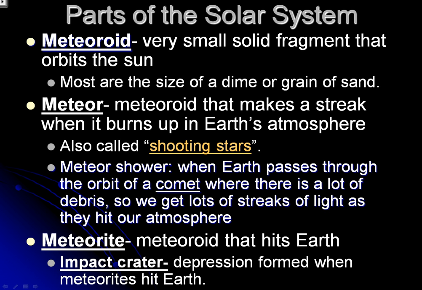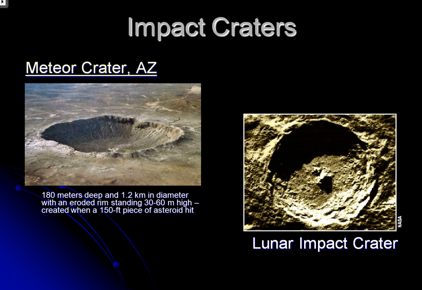Meteors are often called shooting stars. They are extremely fast-moving, and we tend to have meteor showers whenever we pass through the remains of a comet. There's a great deal of debris, so we get lots of little streaks of light as these meteors burn up in our atmosphere.